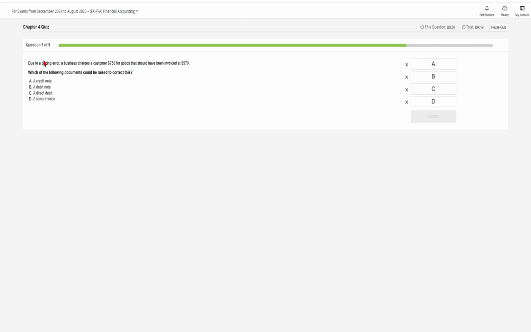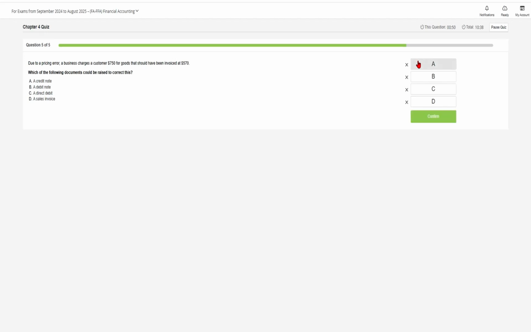Then last, question 5. Due to a price error, the business charges the customer 750 for goods that should have been invoiced at 570. So which of the following documents could be raised to correct this? Okay. So first one is a credit note. Yes, the credit note is a document used by a business when it needs to reduce the amount a customer was charged, like in case of overcharging, returning of goods, or discount after invoicing. So in that case, a credit note is issued, and this is as per our scenario. So the customer has been overcharged, so we need to use this document to correct this error. So credit note is the correct answer.